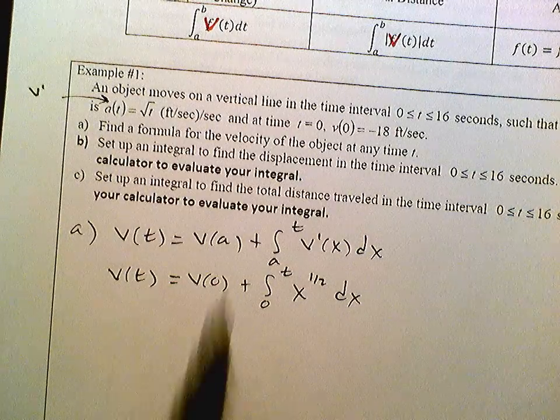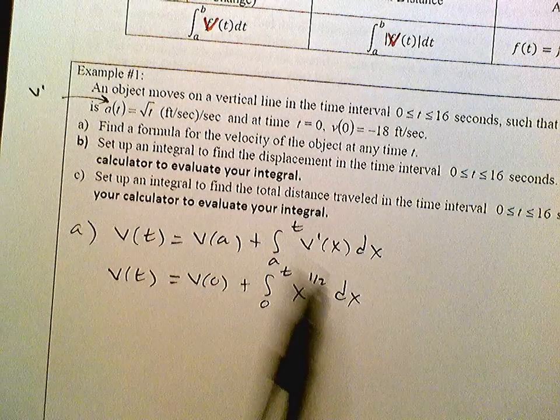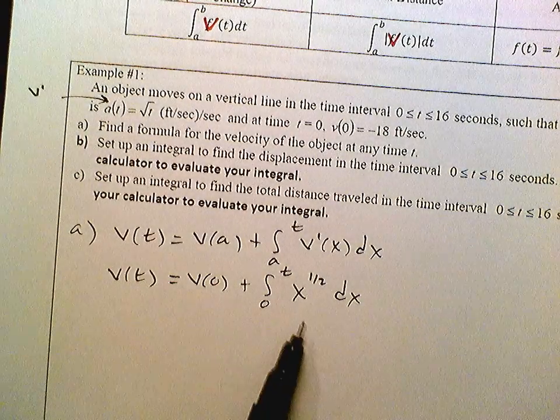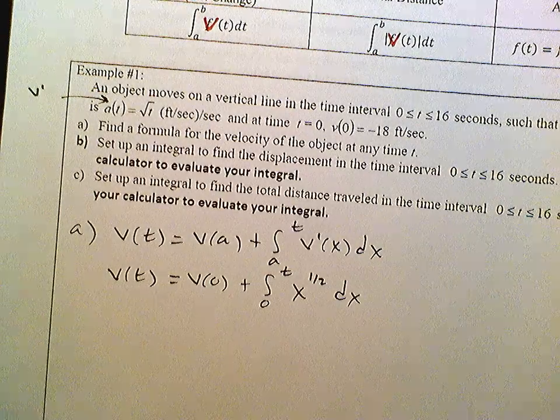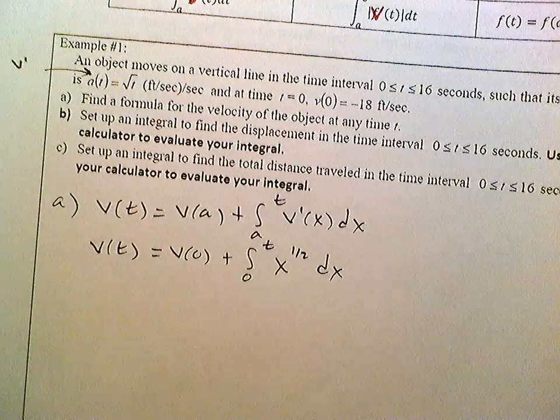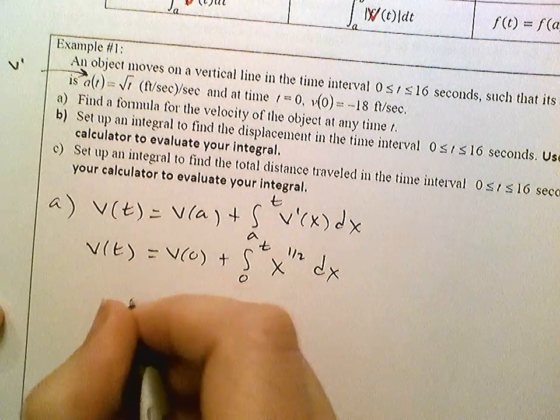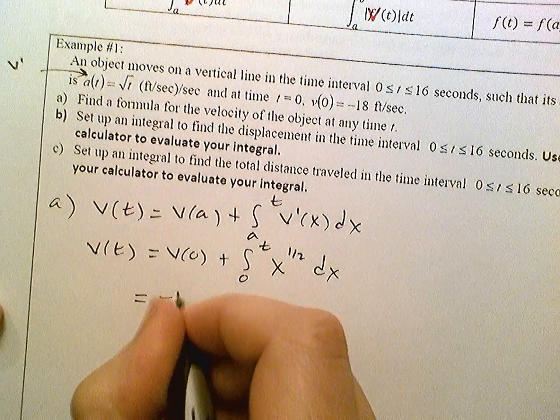Okay, so just like that. I just took this and plugged it in for v prime, but I wanted my independent variable inside here to be x. Okay, so v of 0 I know is negative 18.